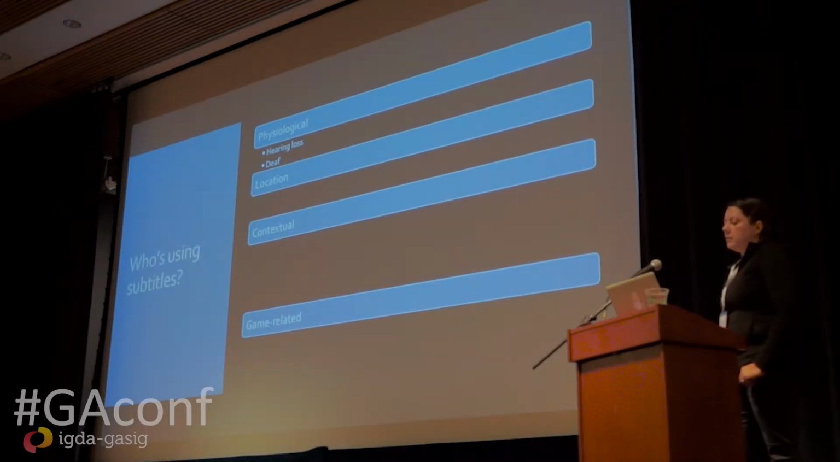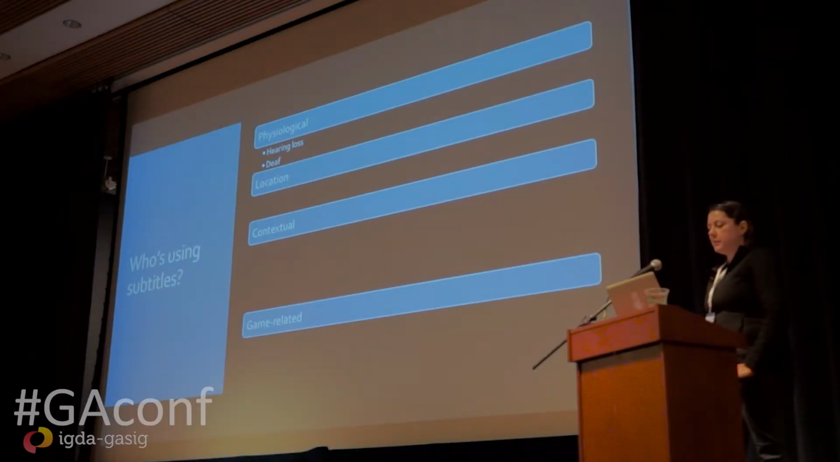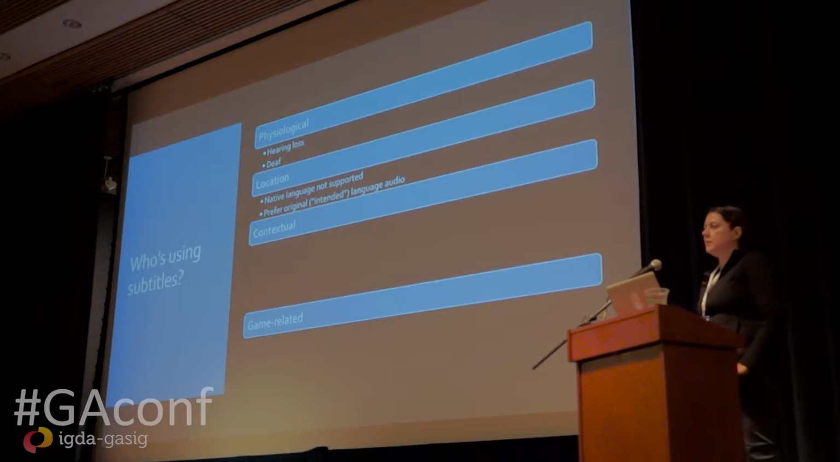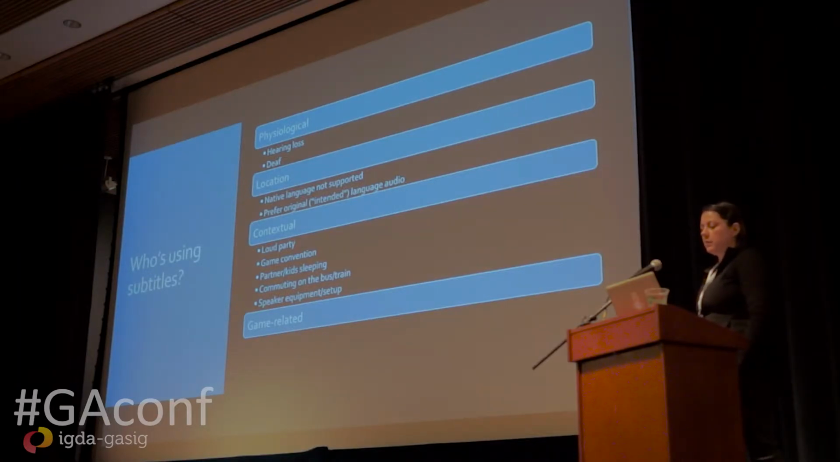Developers without a lot of exposure to accessibility topics would probably list hearing impairments like hearing loss or deafness. Others might talk about localization, languages that aren't supported with localized audio, or players who want to play in the developer's language, which they might consider the author's intended experience, or may just be a higher quality than the localized version. Less considered are the contextual reasons that players use subtitles.